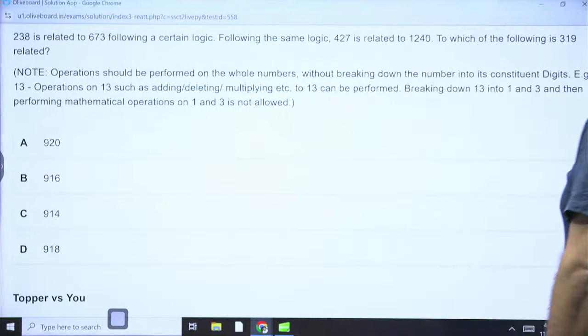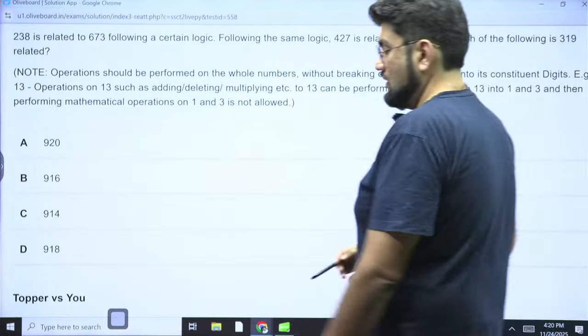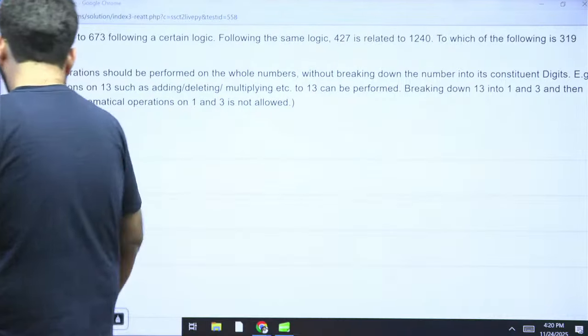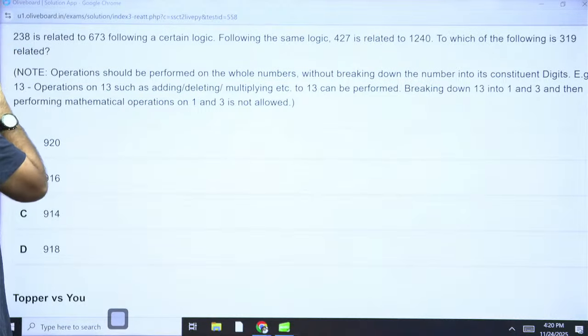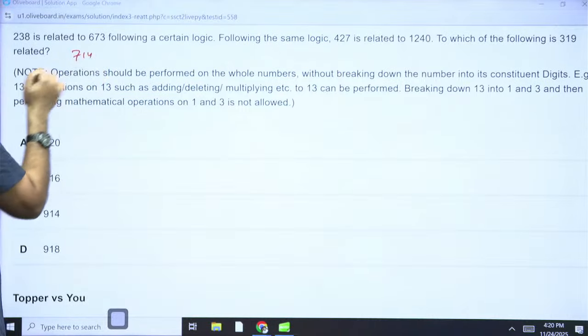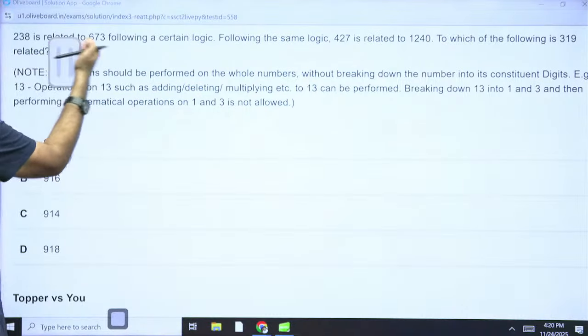238 is related to 673. 427 is related to 1240. Which of the following is 319 related to? Okay. Now, when I'm talking about 238 and 673, can I go close to it? Double will not be close. Triple will be more actually. This is 690 and this is 24. So 714.